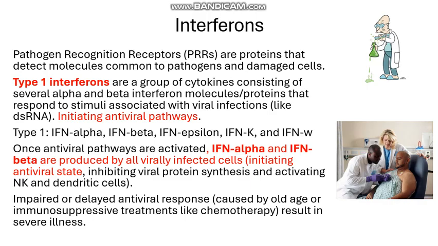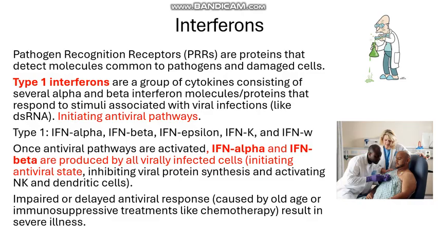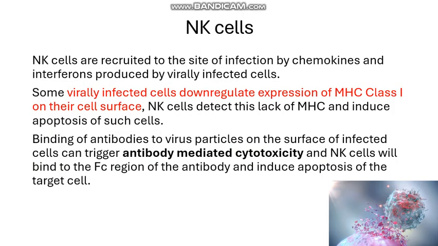An impaired or a delayed antiviral response can result in severe illness, and we see this a lot with people who are old, or people dealing with immunosuppressive treatments for diseases like chemotherapy to deal with cancer. Natural killer cells are recruited to the site of infection by chemokines and interferons, like we talked about here. Interferons alpha and beta can attract natural killer cells to the site of infection.